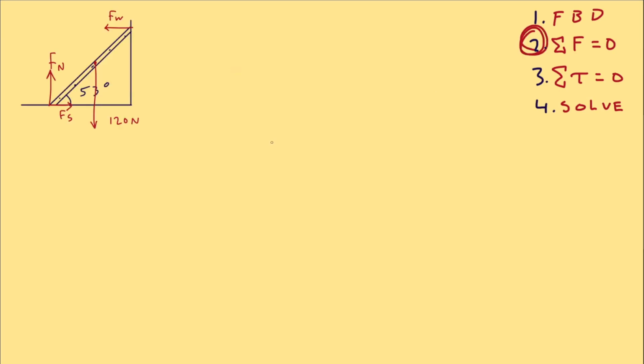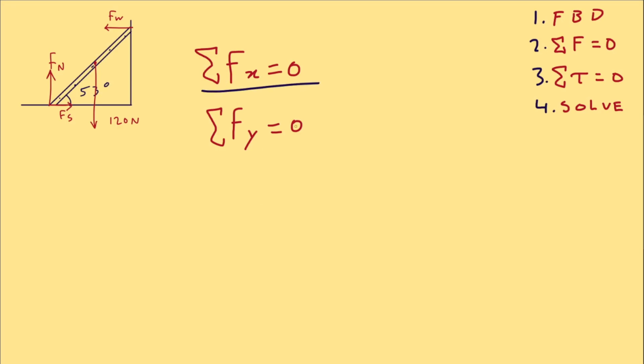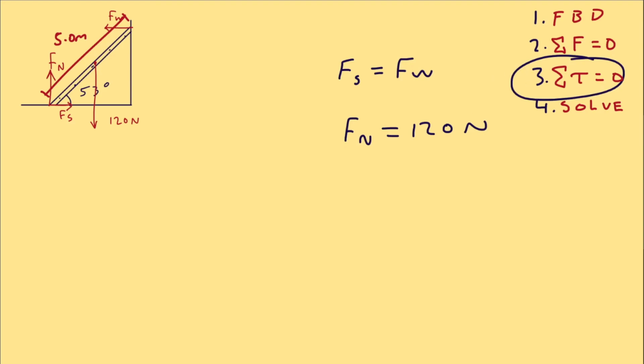It's time for step 2, which is the force equations. So let's look at both x and y. First off, what are all of the horizontal forces? We've got the force of the wall and the force of static friction. So they balance each other out, they're equal. What about the vertical? We've got the normal force balancing the weight of the ladder.